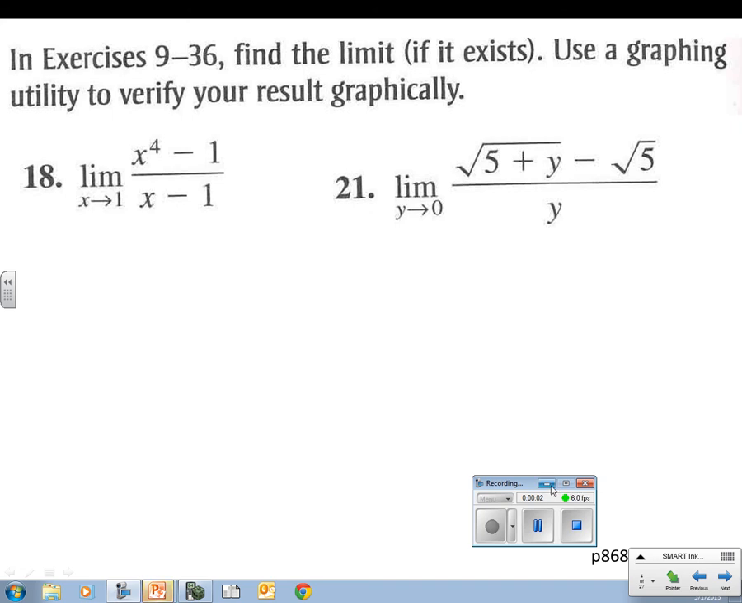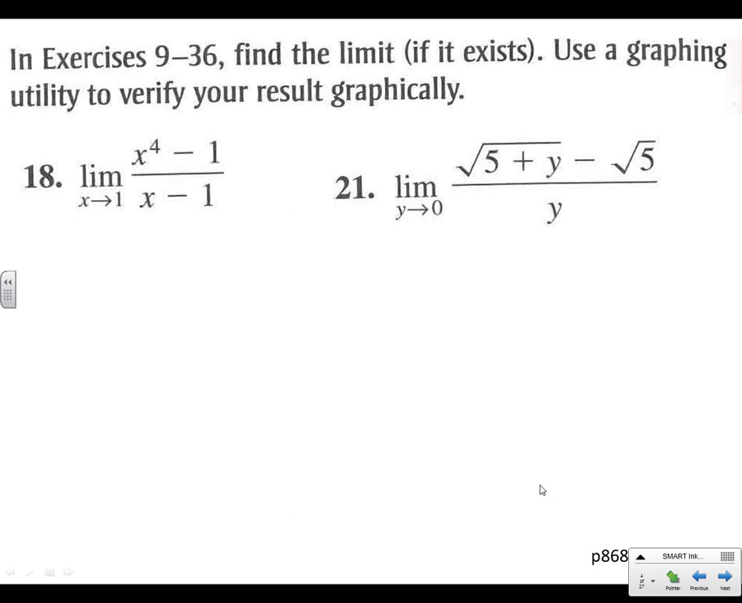Alright, let's get started with the 12-2 homework for pre-calculus. We'll start with 18, talking about some limits here. So on 18, it says let's find the limit if it exists. So let's see if we can do some factoring here.